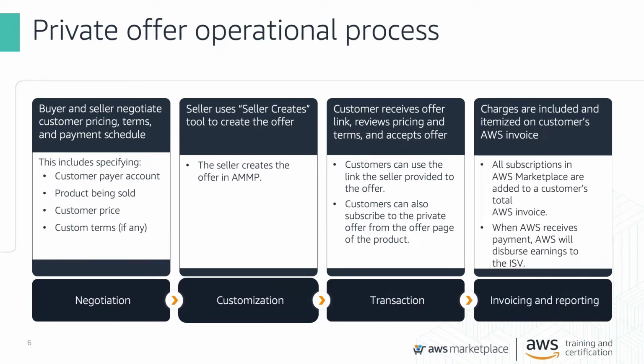The last step of the process is invoicing and reporting. Once a customer accepts a private offer, they will either be invoiced immediately or per the payment schedule dictated in the offer, or on the 3rd of the following month, depending on the type of product they purchased. AWS is responsible for collecting the funds from the customer and will distribute to the ISV accordingly. The ISV will receive reports for all accepted private offers and disbursements. We'll be focusing on customization in this presentation.